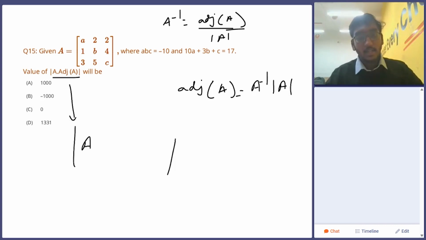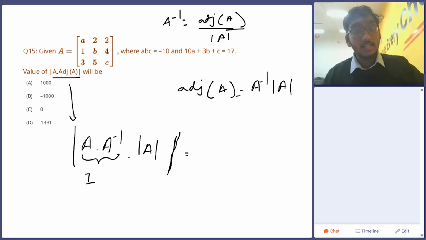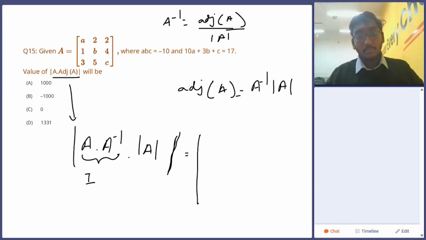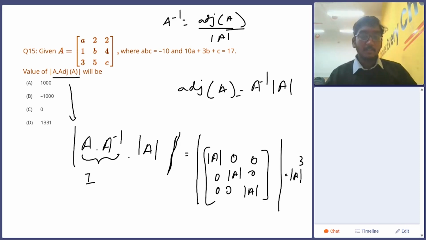Just replace the value of adjoint of A as A inverse into determinant A in this. What you will get is A into A inverse into determinant A, and the determinant of that will be what? A into A inverse will be the identity matrix. And what will be the order of that identity matrix? It will be a 3 cross 3 identity matrix, because A is a 3 cross 3 matrix. So it will basically be the determinant of this particular matrix. Identity matrix, when it is multiplied by determinant A, will be determinant A, determinant A, and all other values will be 0. This will actually be determinant A cubed. That is the value of this expression.